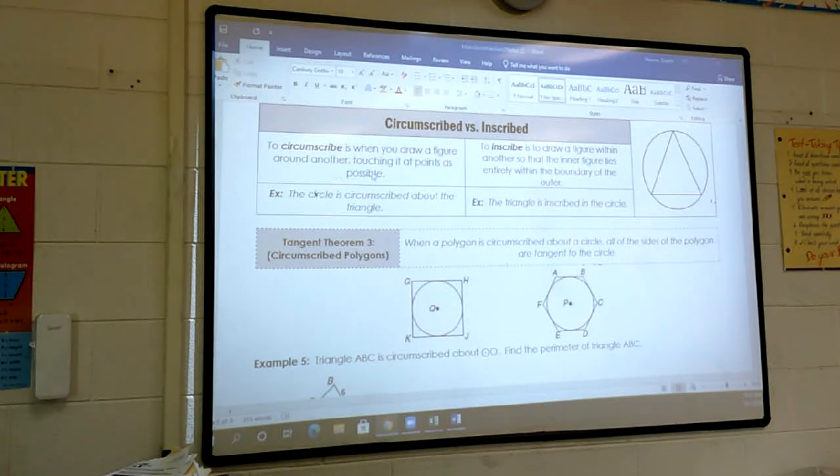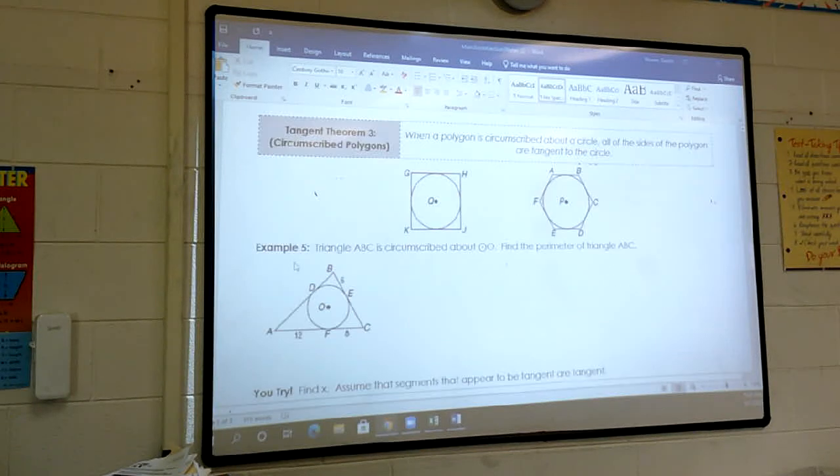Well, let's look at it. So it says, example 5, triangle ABC is circumscribed around circle O. So that means it goes right around circle O. Find the perimeter of the triangle. Now, the perimeter means what are we trying to find?